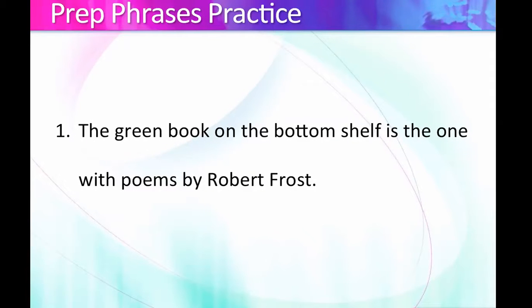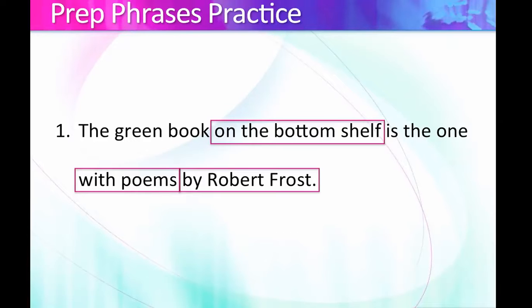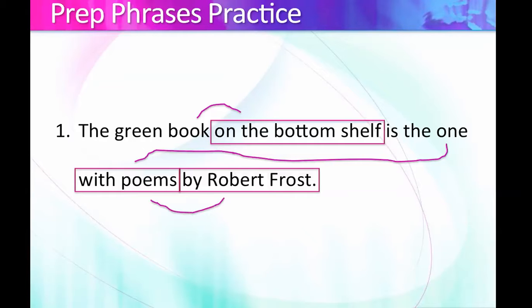Number 1, the green book on the bottom shelf is the one with poems by Robert Frost. In this sentence, the prep phrases are on the bottom shelf, with poems, and by Robert Frost. On the bottom shelf is telling us which book. With poems is telling us which one, and by Robert Frost is telling us which poems.